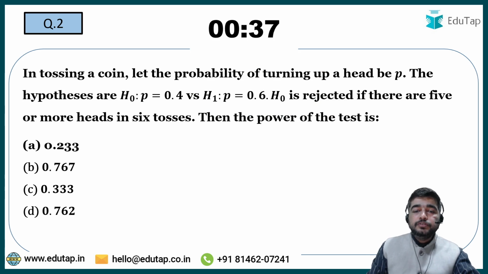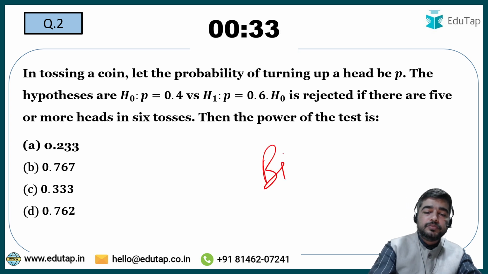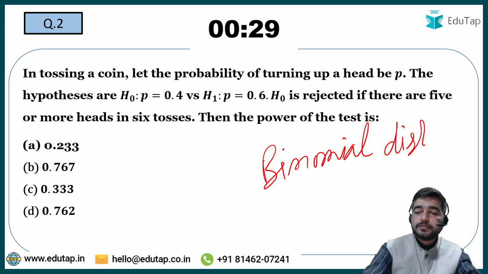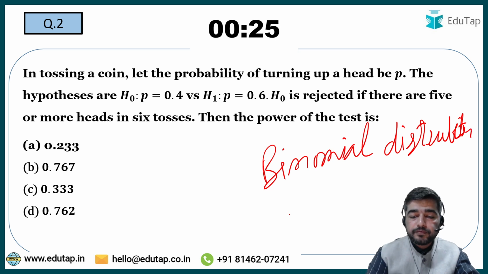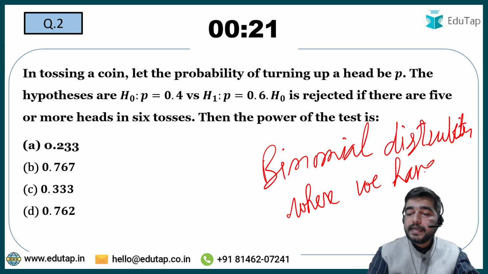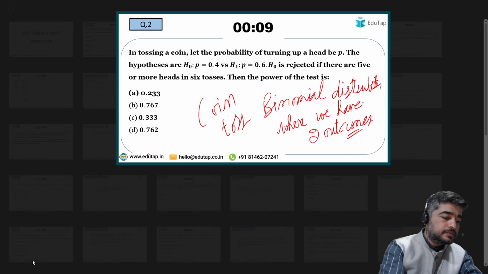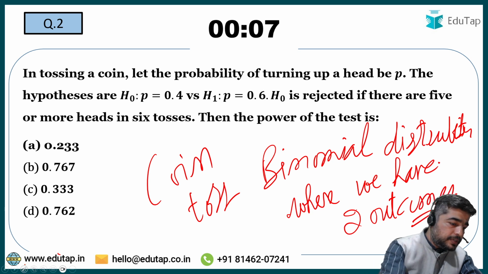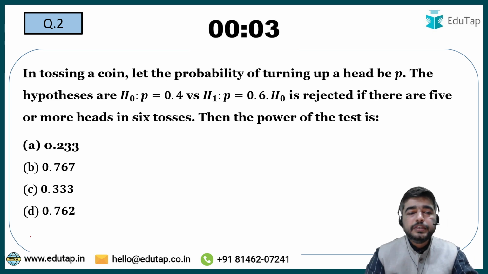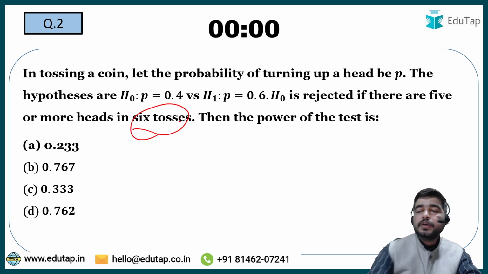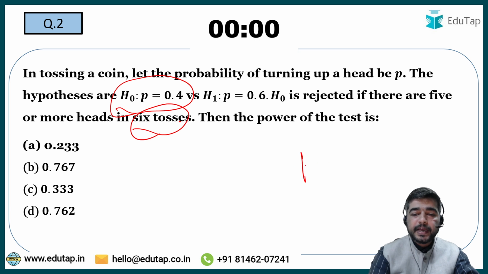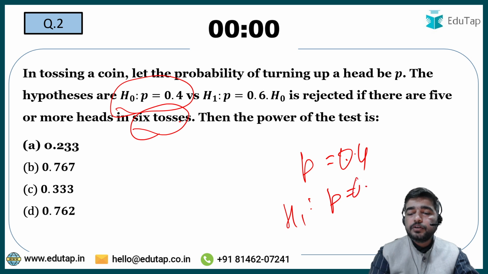Second question is about probability, and it is about binomial distribution. We use binomial distribution where we have discrete data and we have two outcomes, like a coin toss. Here you can see there are 6 tosses and you need to reject the null hypothesis. And what is the null hypothesis here? That the probability of getting a head is 0.4 and the alternative hypothesis is that the probability is 0.6.